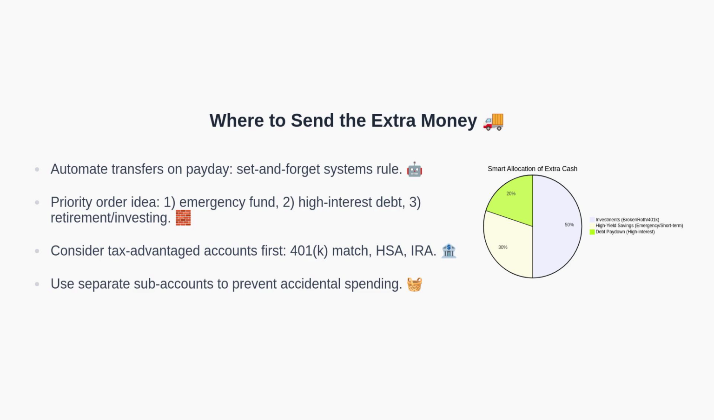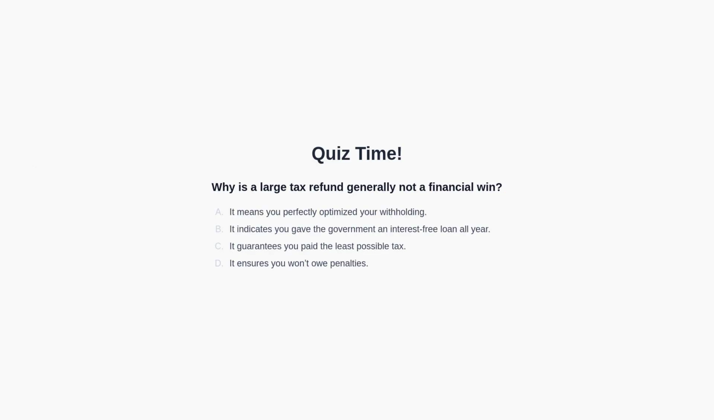Before we move on, let's lock in the learning with a quick quiz. Question: why is a large tax refund generally not a financial win? Options: 1. It means you perfectly optimized your withholding. 2. It indicates you gave the government an interest-free loan all year. 3. It guarantees you paid the least possible tax. 4. It ensures you won't owe penalties. You may pause the video now to think about the answer. We will discuss the answer in the next section of the video.